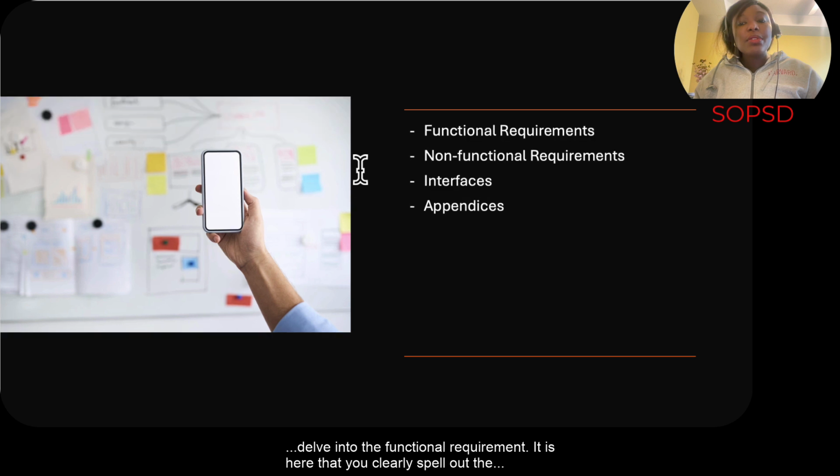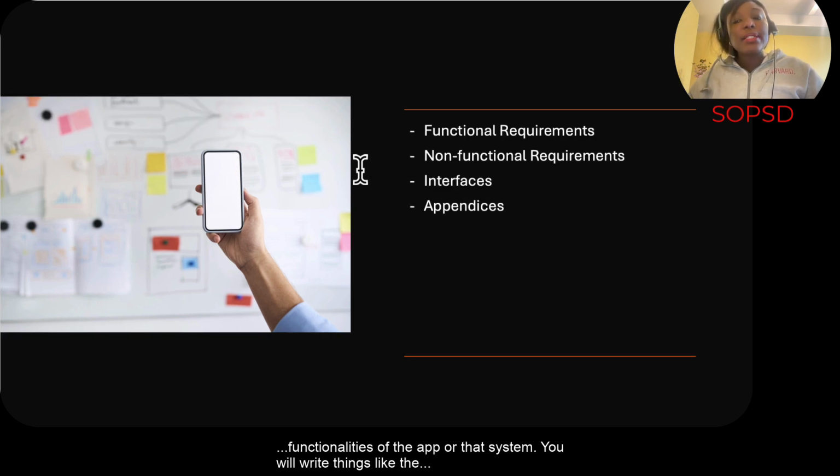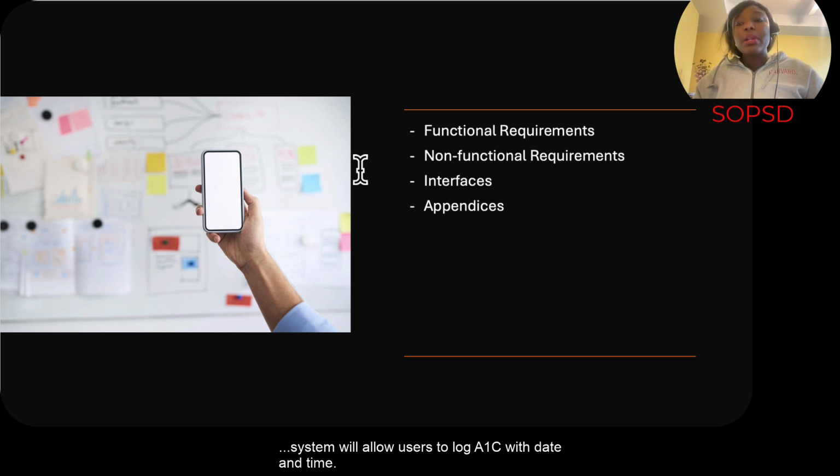Then you now delve into the functional requirements. It's now that you clearly spell out the functionalities of that app or that system. And you write things like the system will allow users to log A1C values with date and time, or the system will allow users to edit or delete their entries, allow users to download an Excel file or send a PDF of the file to the provider, or support authentication and data encryption. Things like that are going to come under functional requirements.